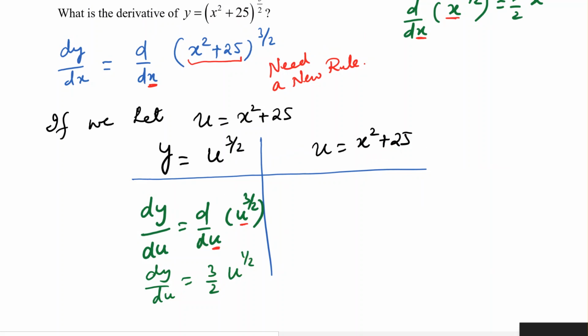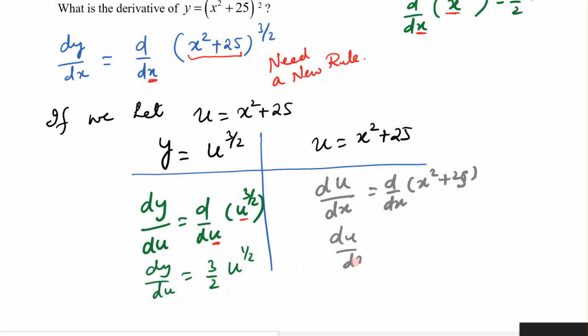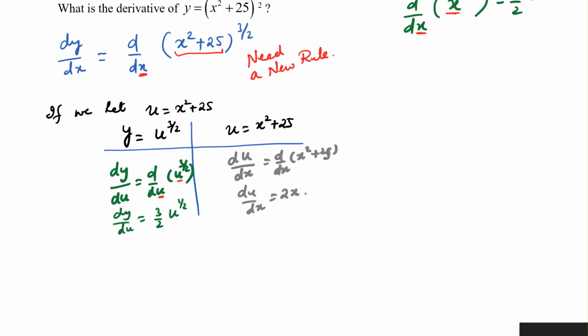In the other one, u is a function of x, so you can find du over dx from here. Taking the derivative with respect to x on both sides, you can write this as the derivative of x squared plus the derivative of 25. So we get 2x.